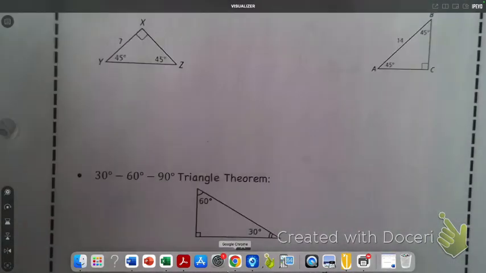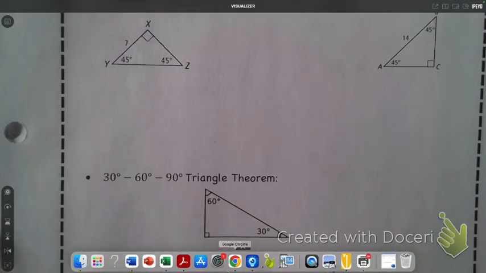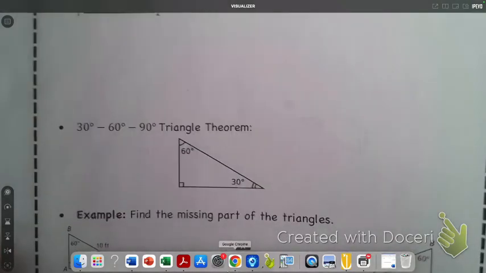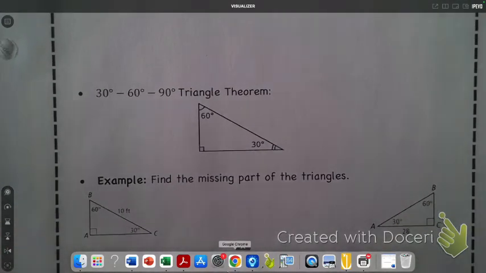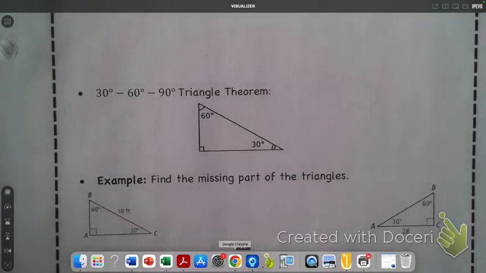Okay, so when I give you these, I'm giving you the ratio with the scalar. A scalar is like the scale factor. So it could be five times larger, half as large. Got it? So every 30-60-90 triangle has these ratios.